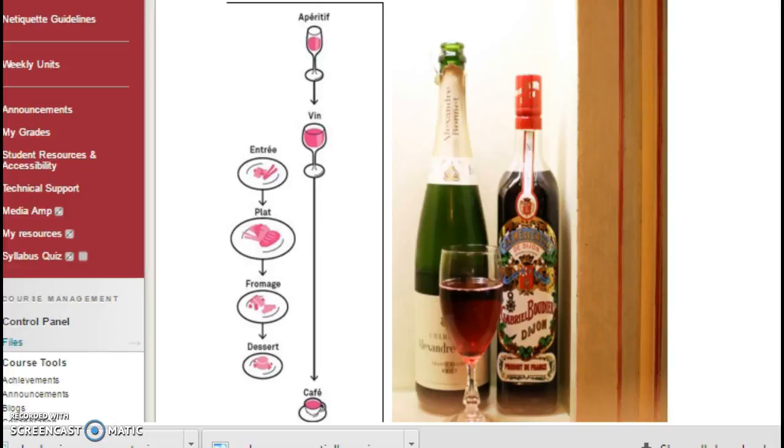Let's go to the restaurant. Okay, en français, restaurant. You do not pronounce that T. Alors, let's look at the structure of a French meal.